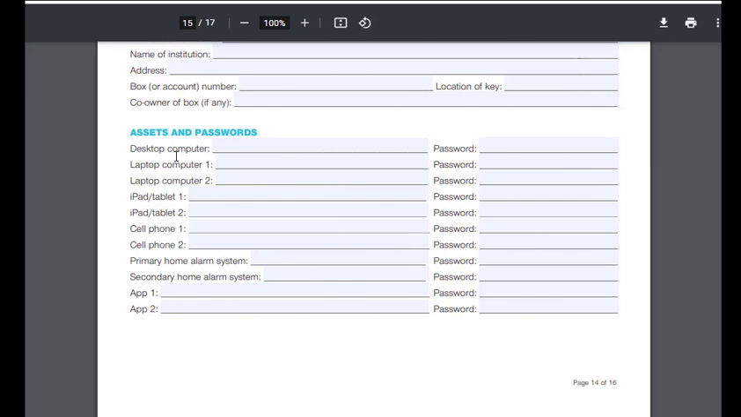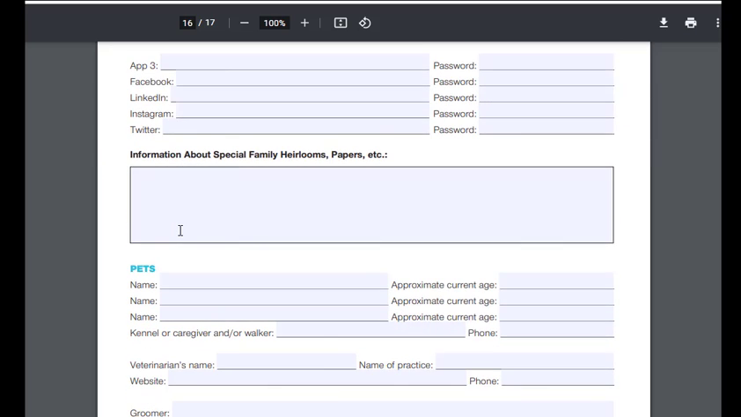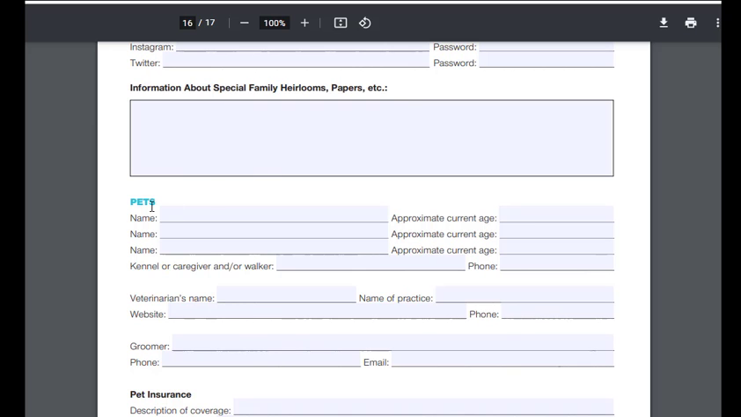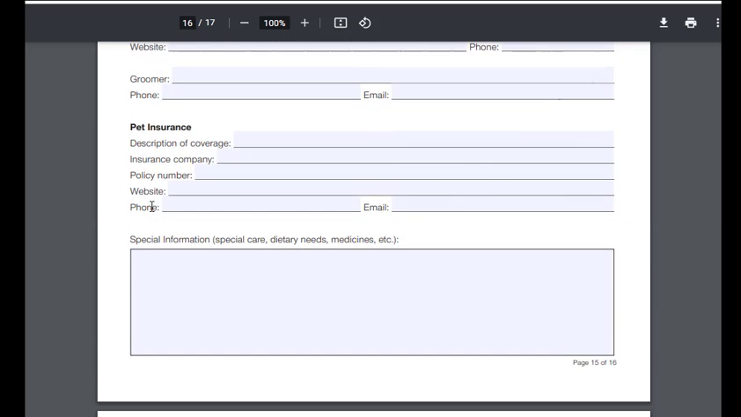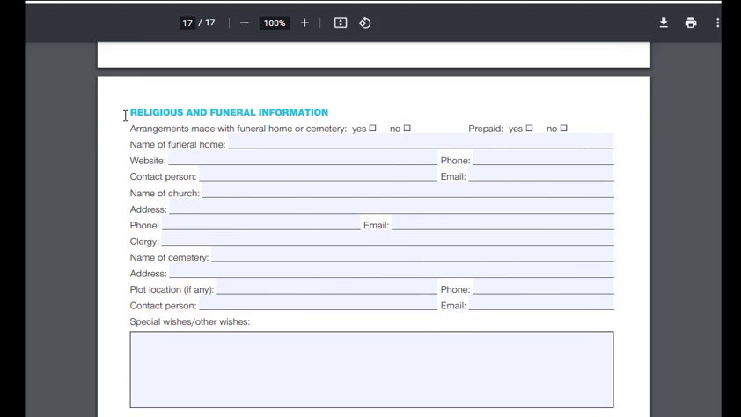Oh, man. And here's the assets and passwords. So your desktop computer and password, home alarm system, any apps, your social media accounts, any information about special family heirlooms, any papers, etc. Pet information, pet insurance, any medicine, special needs, or care for your pets. Now, here's also on page 17, the last page of the document, religious and funeral information. If you've already made arrangements with a funeral home or cemetery, you can check that yes or no, if it's been prepaid, and get that contact information in there.